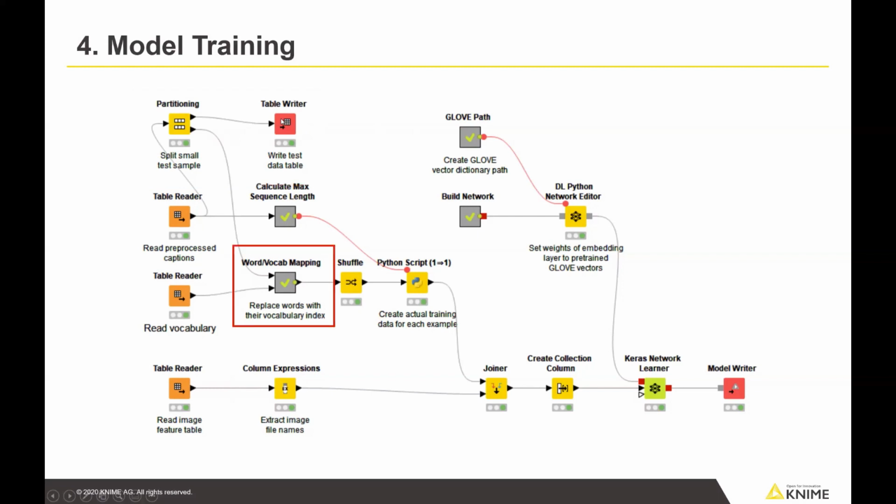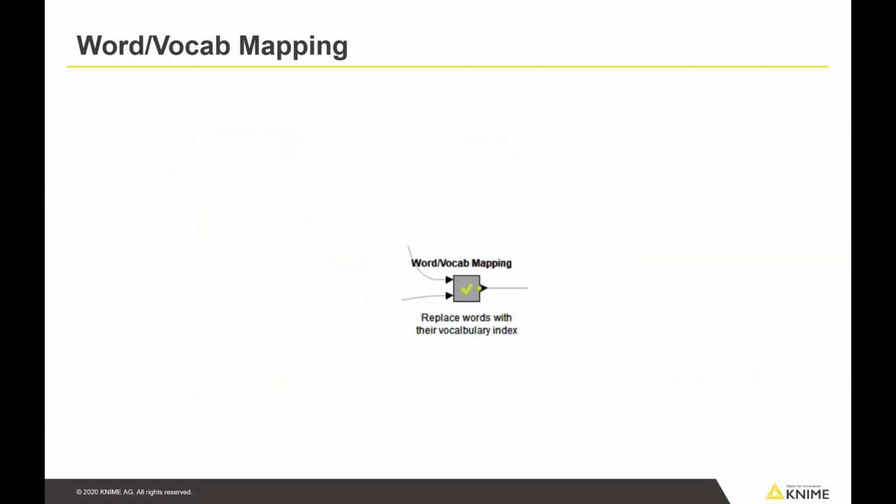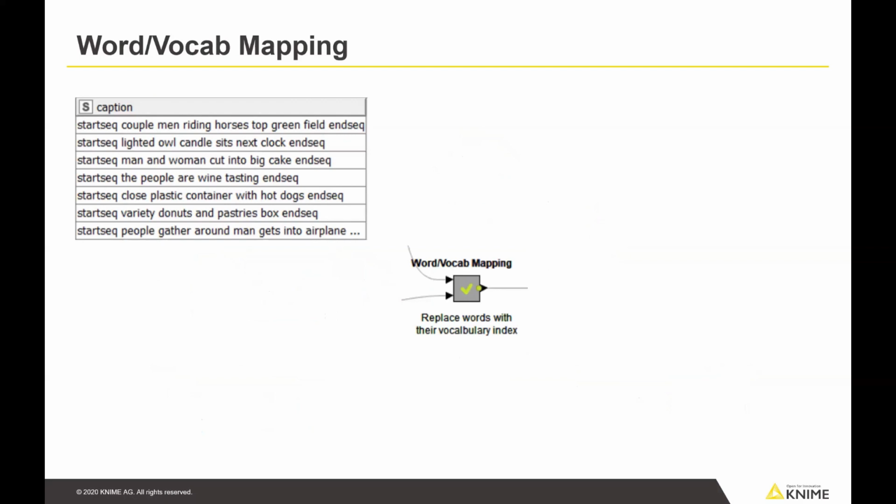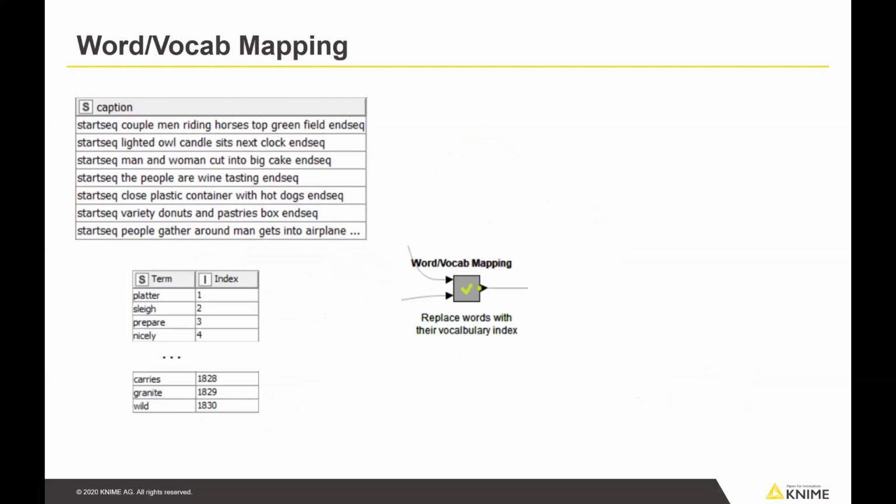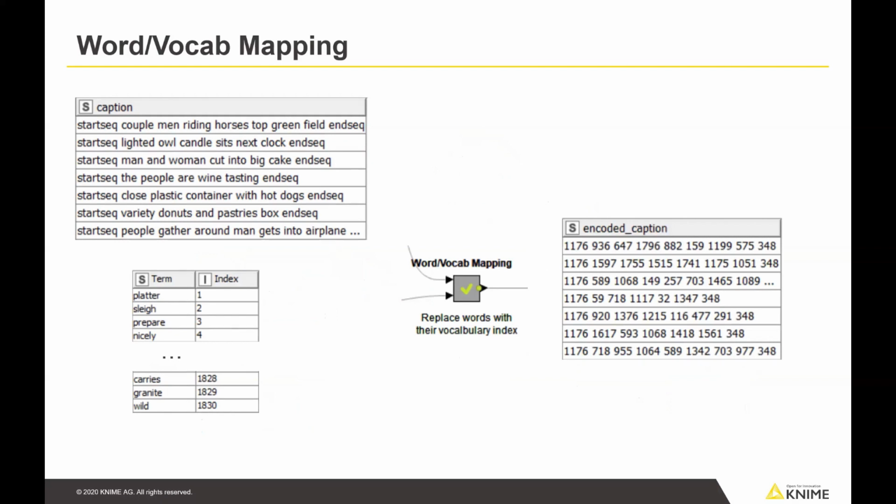Then we have to do some more pre-processing steps before we can actually start with the training. As I said, because the network can only understand numbers and not words, we first need to convert our textual pre-processed captions to arrays of numbers. This happens in this meta node. It gets as input our pre-processed captions and the vocabulary, and all it does is replace every word with its corresponding index, and then we end up with something like this.